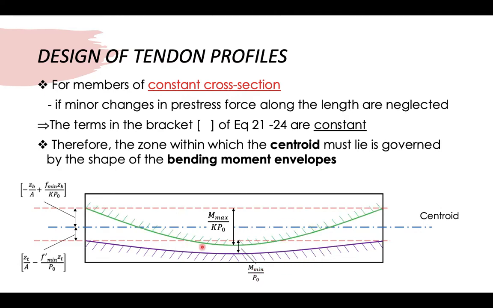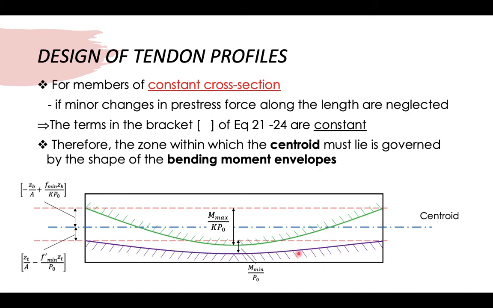Then we have another curve here, which is the curve for another equation. So we have negative Zb divided by A plus F minimum Zb divided by K p naught. Then this is for the end span, which is for these 2 points here. Then plus the moment maximum. So when we add this moment maximum, we end up with a new point here. So here we are going to have this curve. So these are the two equations that give us the curve or the zone for our section.